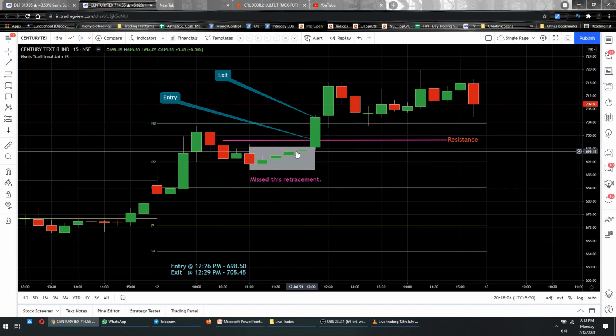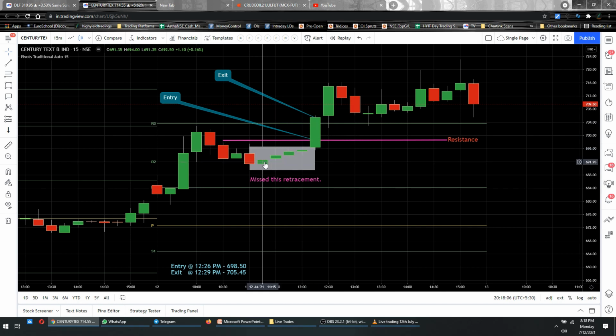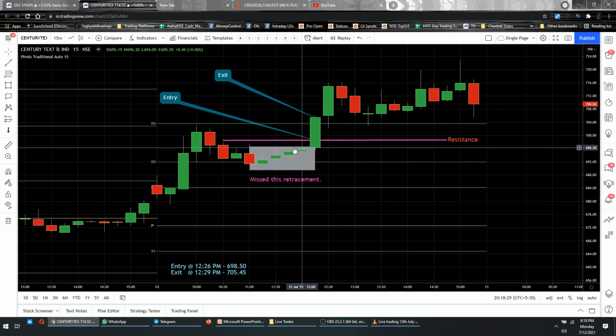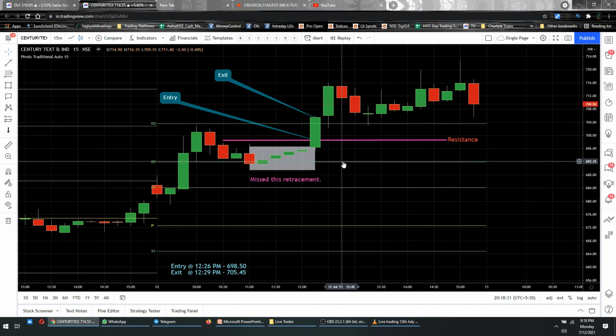Now, under normal circumstances, the entry that you should be taking is at the start of the 11:30 candle, right? Because the technical reason is the 11:15 candle actually breached the resistance, that is R2, and closed above it. So your long entry should be initiated once the 11:30 candle starts. So this was missed anyway. Now the main thing is, as a day trader, how do you tackle this particular scenario?